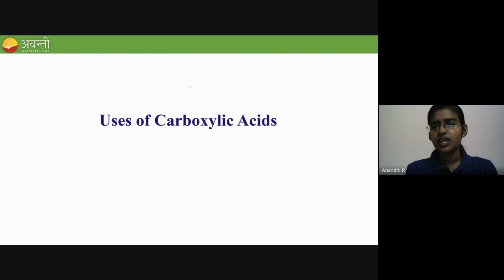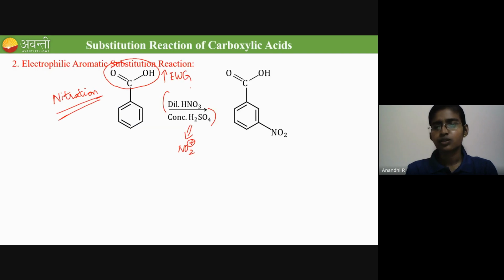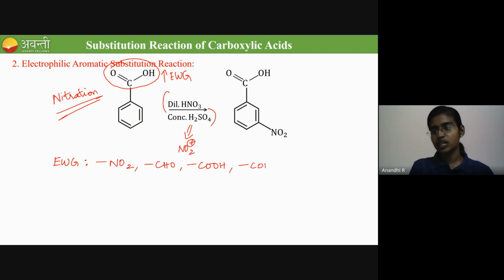How can we identify electron withdrawing group? Is the question from Bhaskar? Okay, I'll tell you. In the previous classes, I have discussed this. The electron withdrawing groups are NO2 group, CHO group, COOH group, and COR group, that is COCH3, or if you take an ester, etc. So all these groups are electron withdrawing groups.